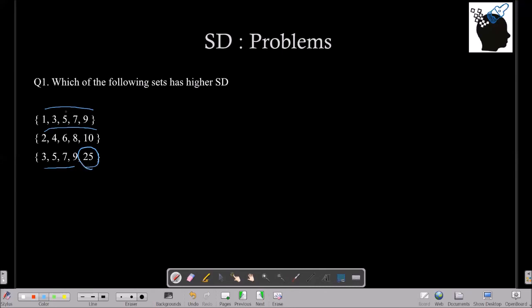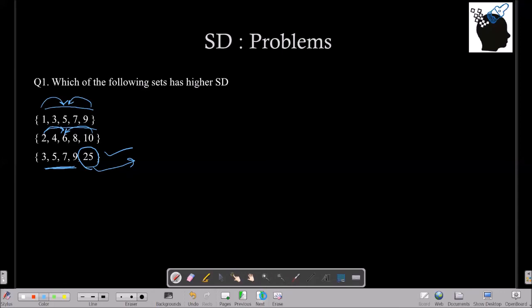Now, if you remember, I told you standard deviation is an indication of how far the numbers are as compared to the mean. If you look at this set, the numbers are actually quite close to the mean. The same is true in the second case. But in the third case, you have a very big number, and all other numbers are actually closer to the mean. So the third set will actually have a higher standard deviation because the values are more spread from the mean as compared to other sets.